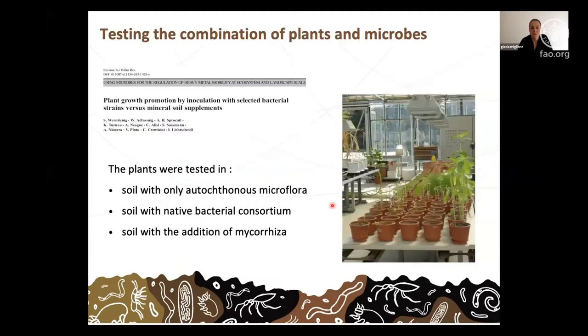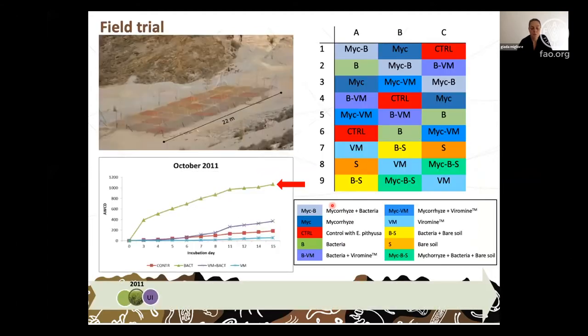The toolbox consisting of endemic plants and bacteria was firstly tested in a greenhouse pot experiment. The results supported the decision to proceed with a field trial. A 200 square meters area was divided into 27 subplots, and the experimental design included different treatments like bioaugmentation, mycorrhiza, and viromine in different combinations. Viromine is an alkaline byproduct of the bauxite industry, obtained from the reaction between red mud and seawater.